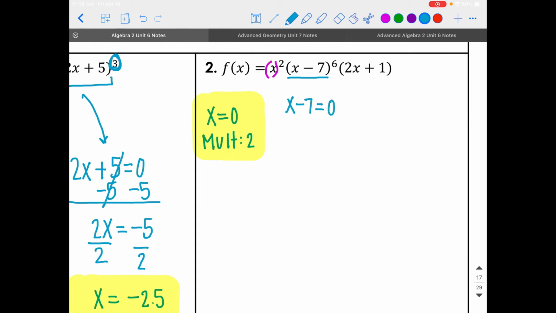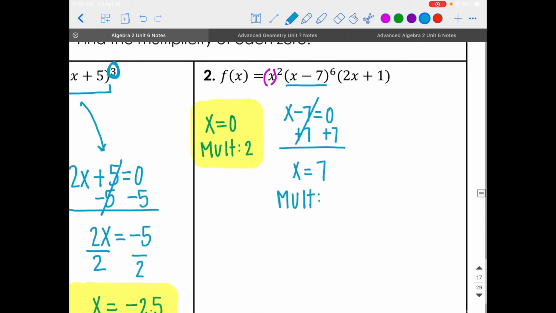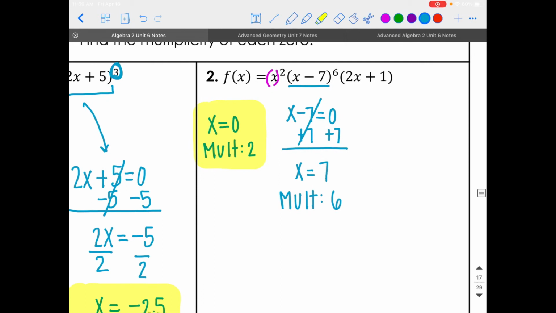Then we have x minus 7 equals 0. We add 7 to both sides. These cancel, leaving us with x equals 7. What is the multiplicity? 6. Multiplicity is 6.